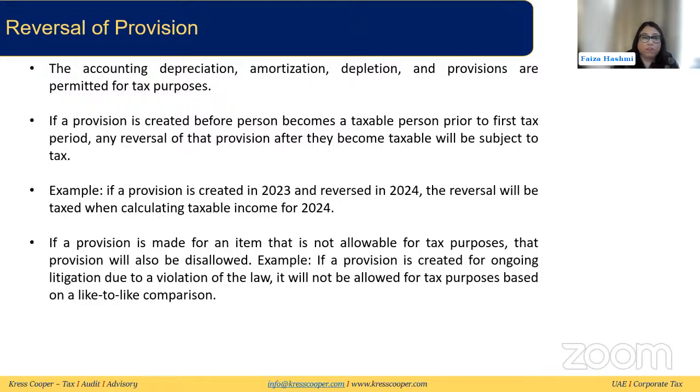Now, if a provision is made for an item that is not allowable for tax purposes, that provision will also be disallowed. For example, if a provision is created for a litigation which is because of violation of law, then that will not be allowed for tax purposes, and it will be disallowed.